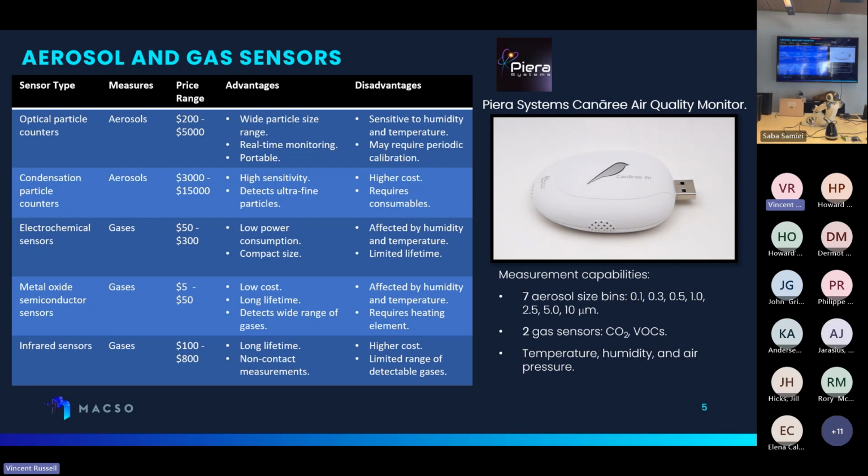At MACSO, we partner with sensor companies, and we essentially put artificial intelligence on these sensors. So we make sensors intelligent.